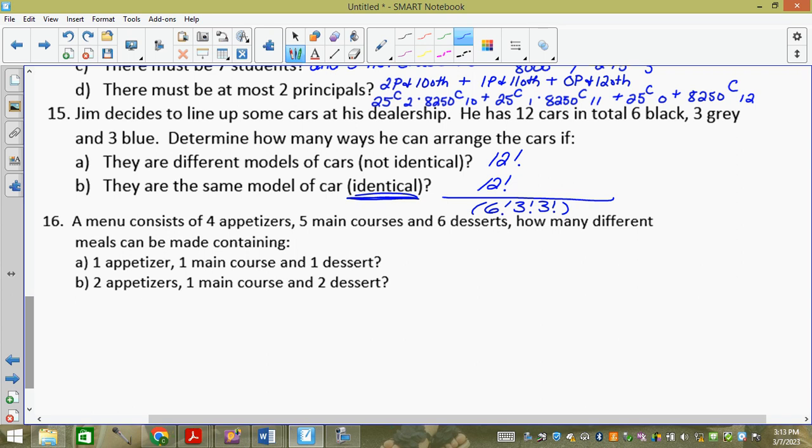So for this one, I would have 4C1 times 5 main courses, choose 1, times 6 desserts, choose 1. This one, I would have 4 appetizers, choose 2, times 5 main course, choose 1, times 6 dessert, choose 2.